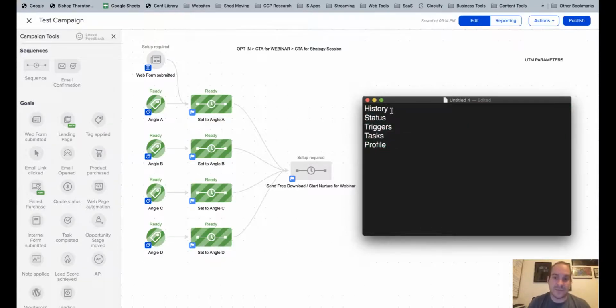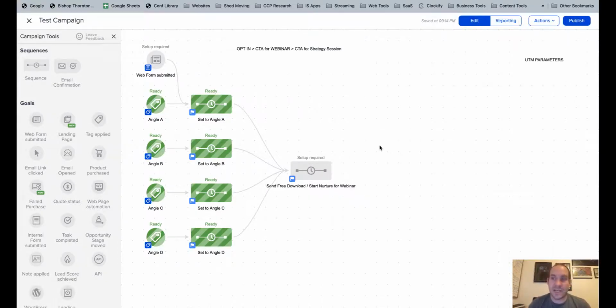I would identify, again, which angle people came from by the history tag that they have. And then a profile tag would indicate which opt-in, which lead magnet, they had opted in for. I leverage that information to first funnel them into certain retargeting initiatives.